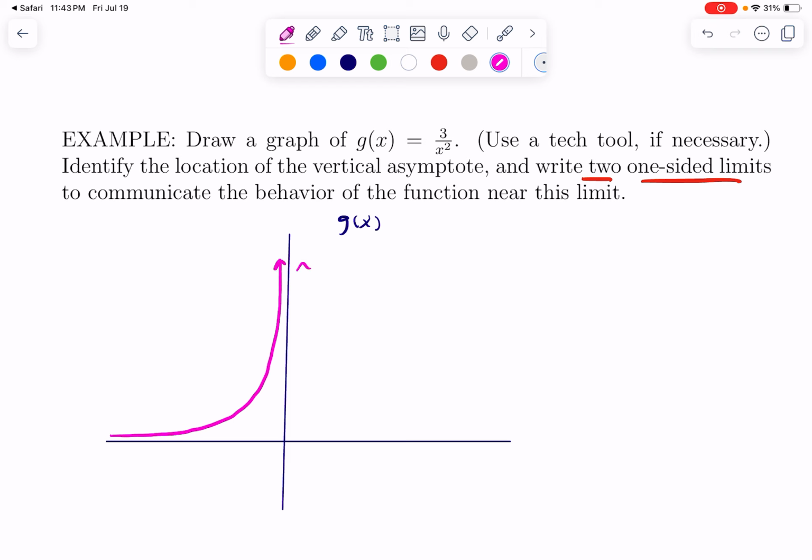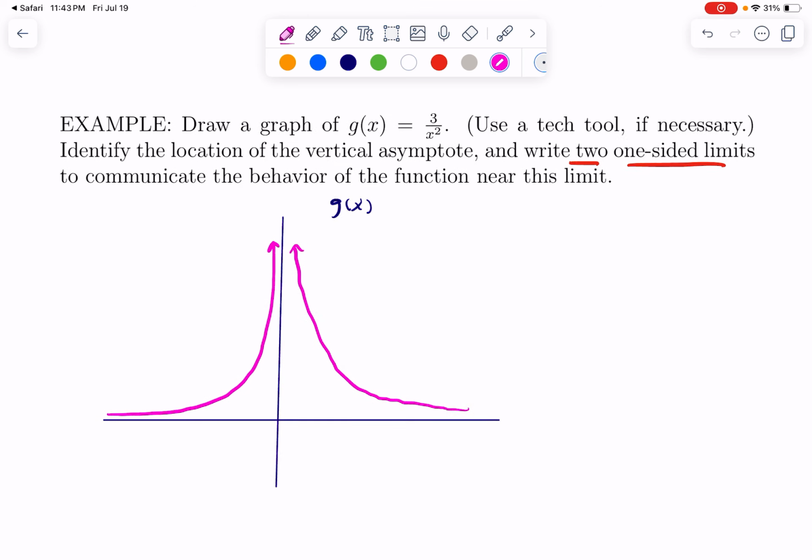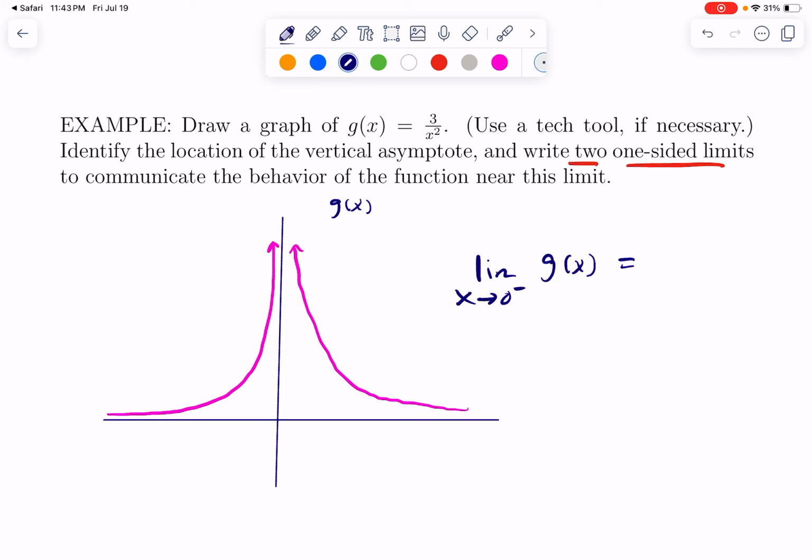This one is undefined at x equals 0. But we could talk about the limit as we approach x equals 0. The limit as we approach 0 from the left of this function g of x, well, these values are growing bigger and bigger and bigger. So we could say that limit is positive infinity. If we're approaching from the right, they're also growing bigger and bigger and bigger. So we can say that limit is positive infinity.